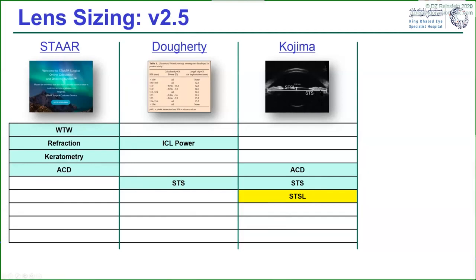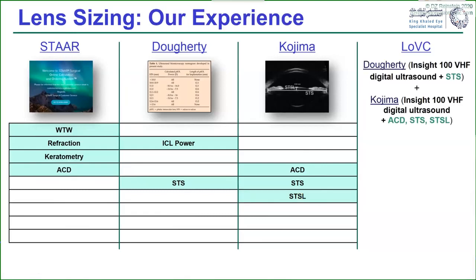from the sulcus plate. And that was like a lot of brilliant ideas, Dr. Kojima, it's obvious, but it's a brilliant idea. And so he has an equation which adds the sulcus to sulcus lens rise, as well as the AC depth in his formula. So, we have the Insight 100, and we've enjoyed this very much. And so we've been using this device using basically the Kojima formula, but also cross-checking it with the Doherty to make sure there aren't any big discrepancies.